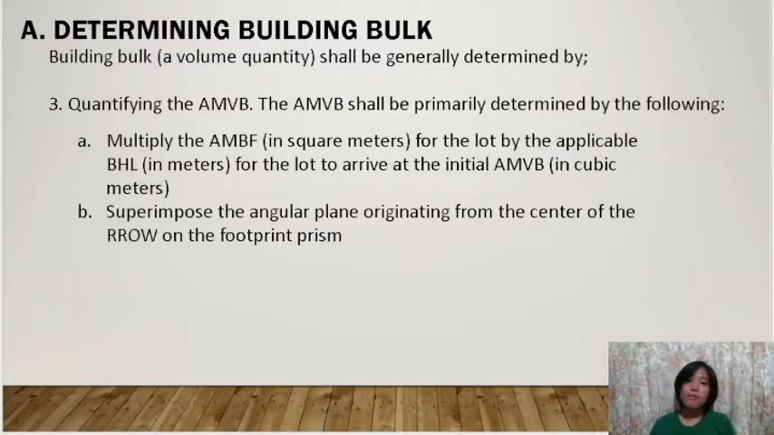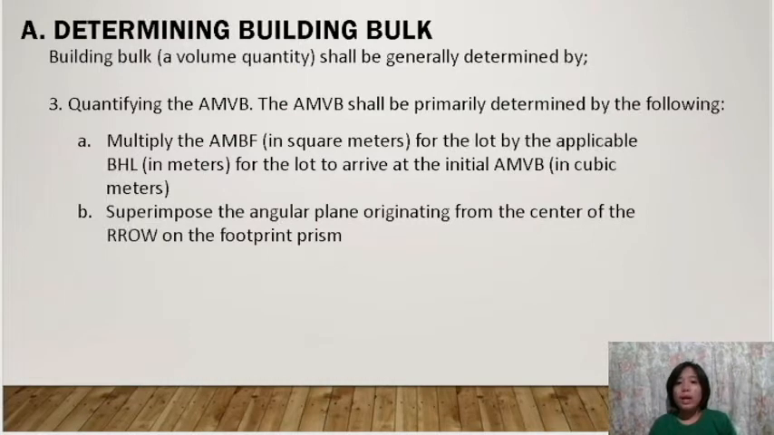Quantifying AMVB. AMVB shall be primarily determined by the following. Multiplying AMBF, or the allowable maximum building footprint in square meters for the lot, by the applicable building height limit, BHL, in meters for the lot, to arrive at the initial AMVB in cubic meters. Then superimpose the angular plane originating from the center of the RROW on the footprint prism.